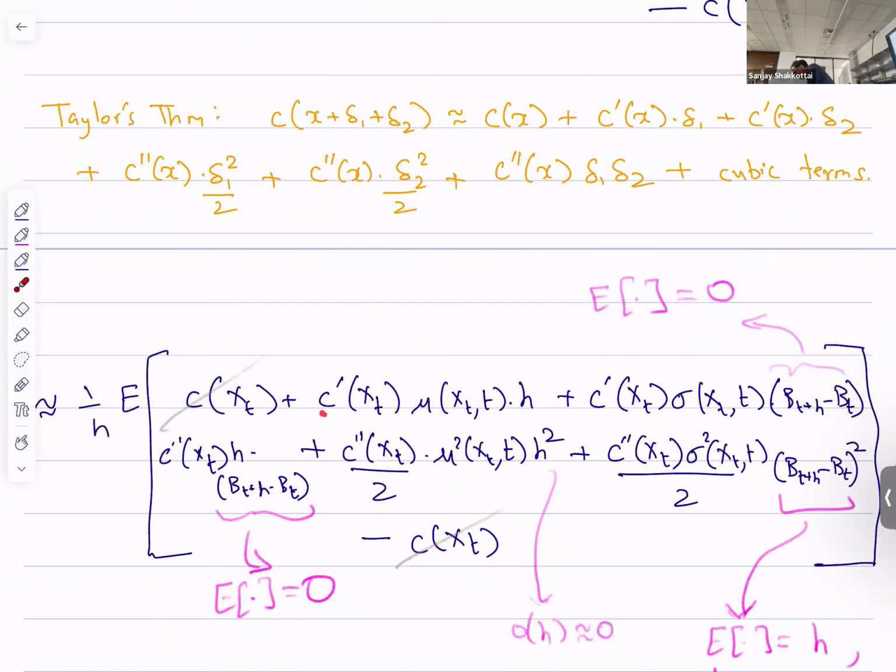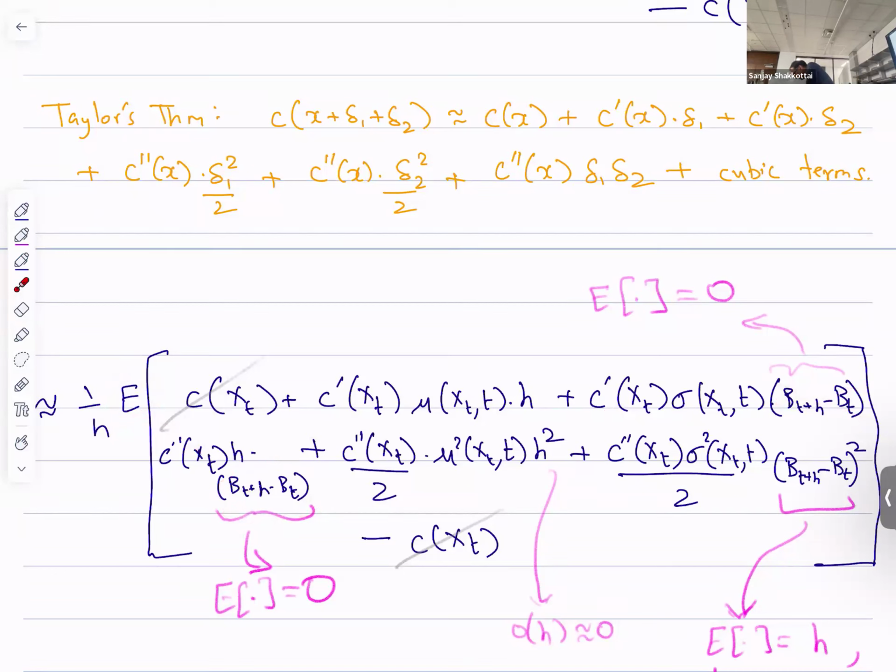There's c prime of x of t times mu times h, we'll leave it alone. There's c prime times sigma times the difference in Brownian motion, but I have an expectation here. This is zero mean, so I can get rid of that. This one, again, there's a difference in Brownian motion. It's zero mean, so I can get rid of this.